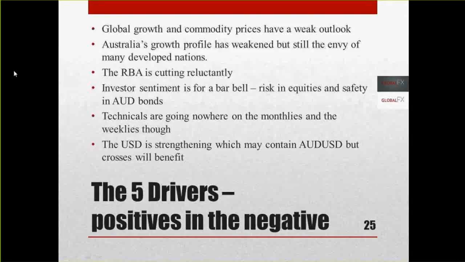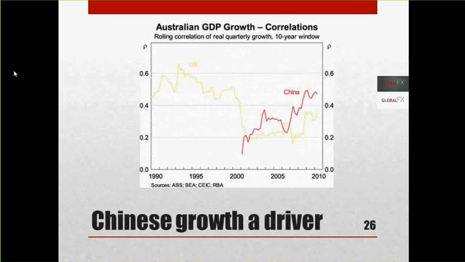And if we look at the technicals, which we will towards the end, they're going nowhere. So the risk of getting flipped out is pretty low. So even while the US dollar starts to strengthen, and I think there's a good US dollar rally coming, the Aussie's going to outperform on the crosses pretty materially.